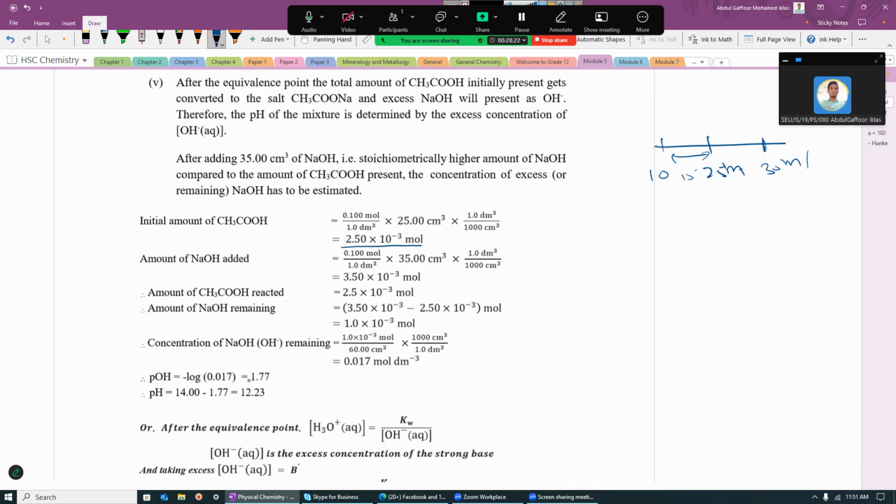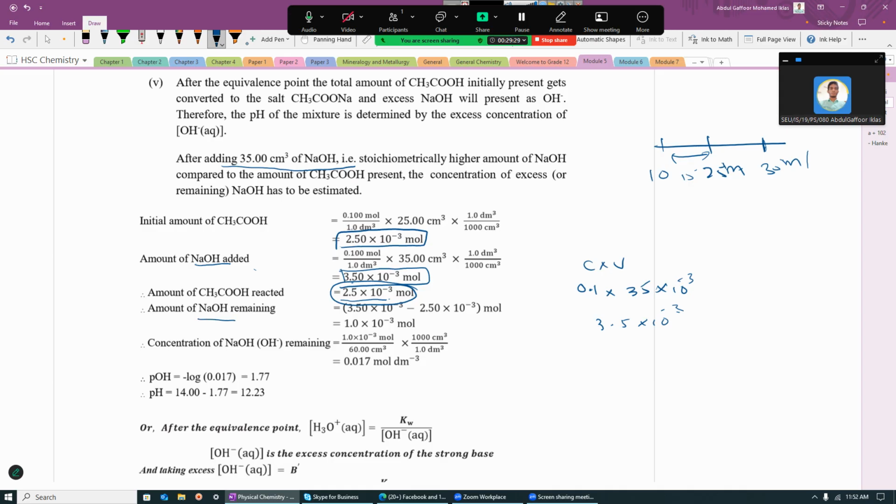Initial amount of CH3COOH we already calculated, 0.1 into 25. And what is the amount of NaOH added? That is going to be C into V, 0.1 into 35, because experimentally we are adding 35 milliliter of NaOH. So 35 into 10 power minus 3, it's going to be 3.5 into 10 power minus 3. Here the reacted amount will be 2.5, because only that amount of CH3COOH we have in the solution. The limiting reagent would be acetic acid, so the remaining will be NaOH.